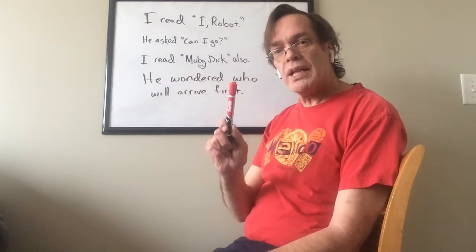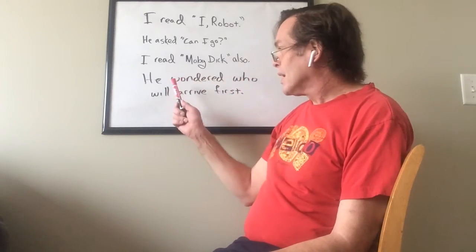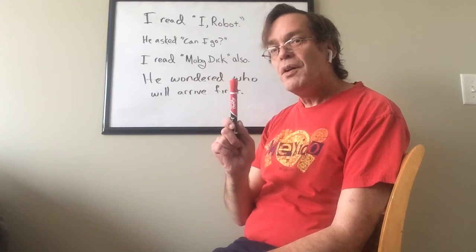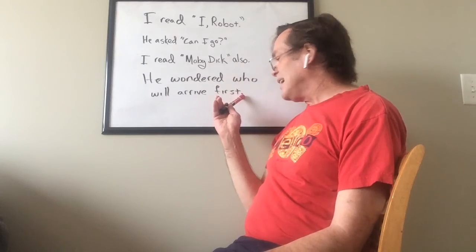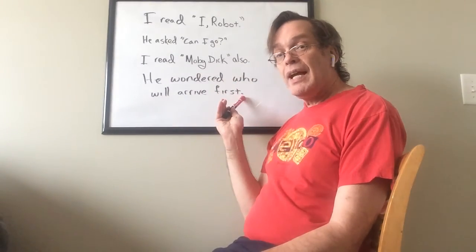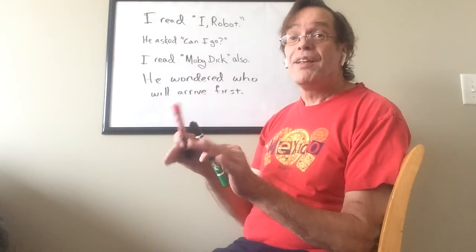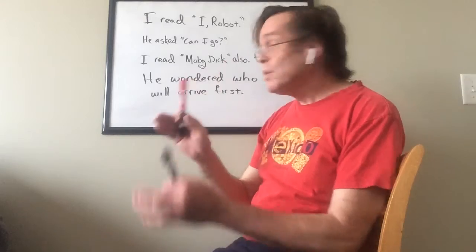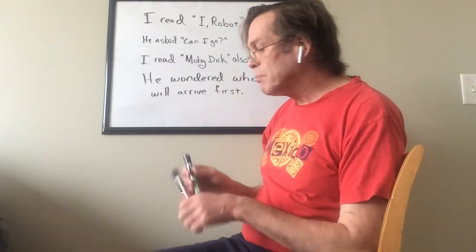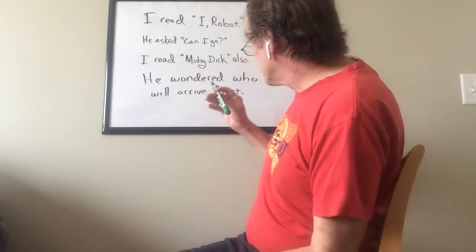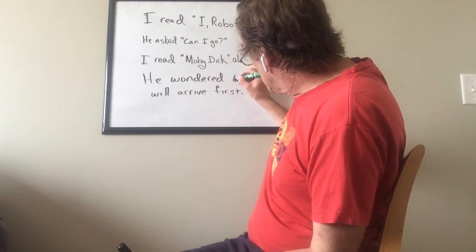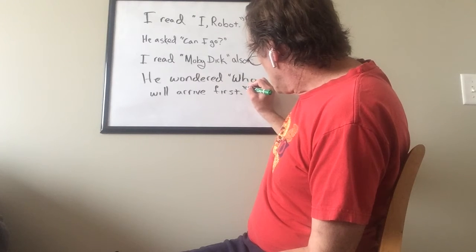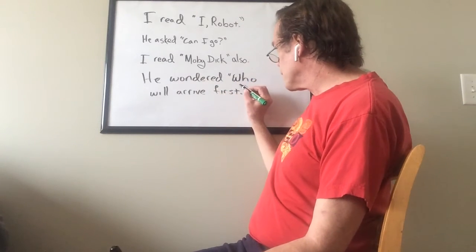This next sentence is a little odd. He wondered who will arrive first. This is a question, but it ends with a period. And there's a grammatical reason why it's like this. If you had put quotes in here, for example, if you had said, he wondered, "Who will arrive first?"